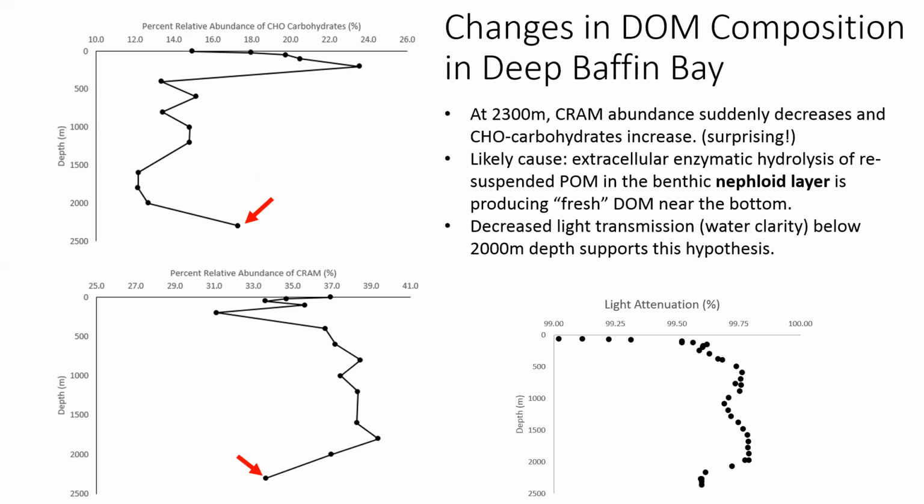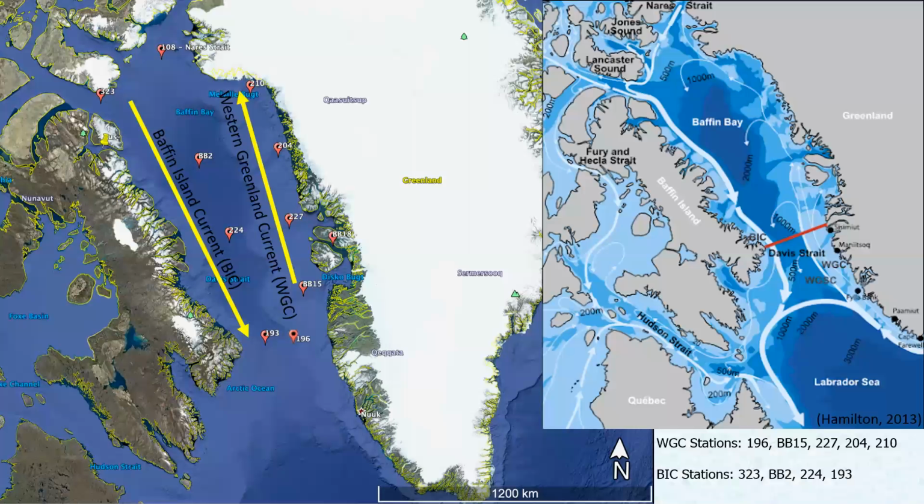It's interesting to note that for the deepest station at 2,300 meters, the CRAM abundance suddenly drops and the CHO carbohydrate abundance suddenly increases. This is likely due to the resuspension of particulate organic matter from the benthic nepheloid layer that is extracellularly enzymatically hydrolyzed by deep bacteria into the CHO carbohydrate.